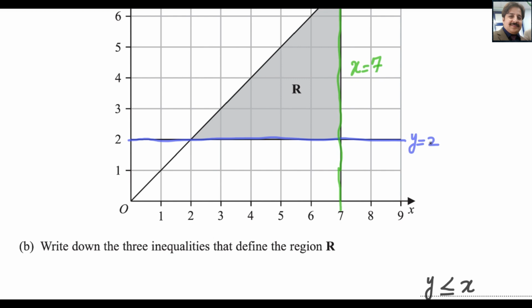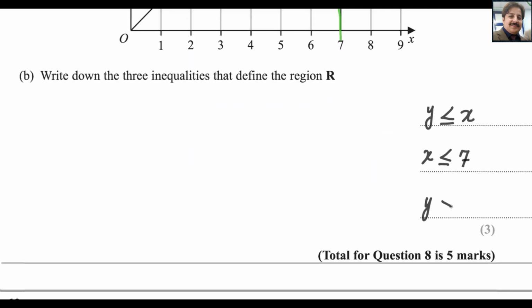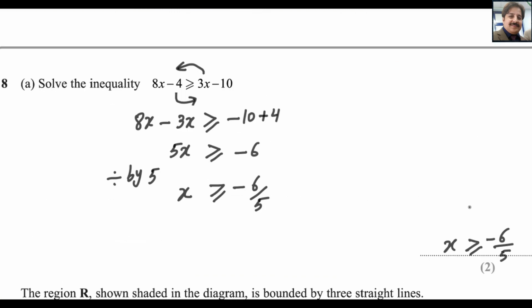Again, I'm repeating my words. Below is less or equal, above greater or equal, left side less or equal, if it is a complete line. Sometimes there is a dotted line, then you will not use the equal sign. Anyways, here is the complete line, so you will use less or equal, and above is greater or equal. So y is greater or equal to 2. This was the answer for question number 8.